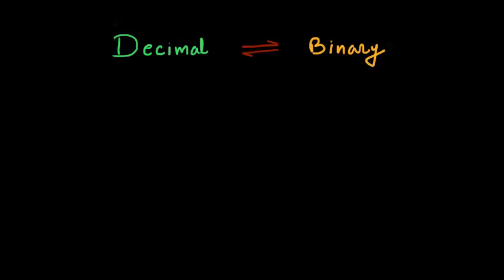Hello everyone, we're going to understand how to convert a decimal number into a binary number and binary into decimal number. This topic is really important, and comes often in UGC-NET and SET examinations. So how can we do this? First, we have to understand what a decimal number is.